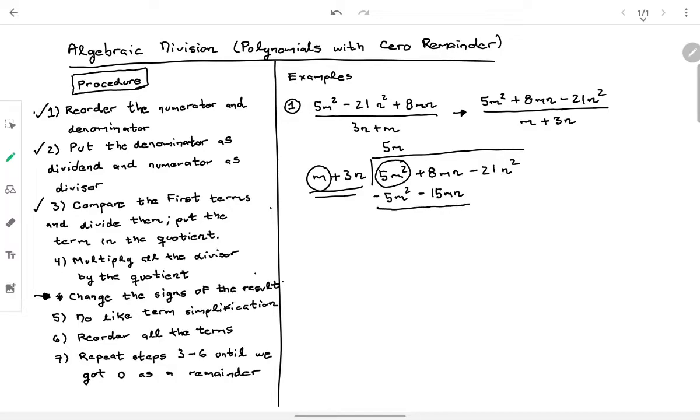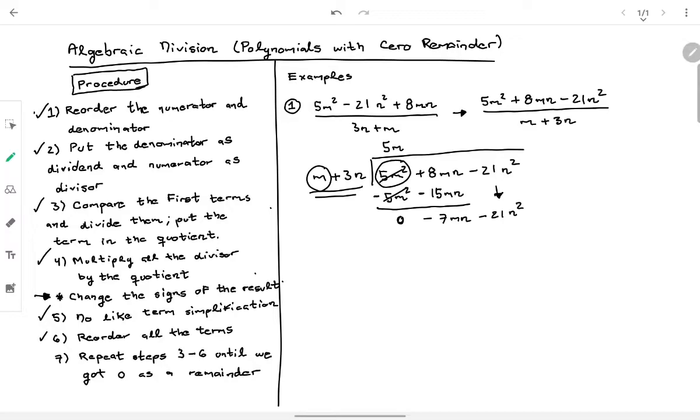The next step says do like term simplification. So in this case, these two of them give 0. The other one is going to be minus 7mn. The minus 21 doesn't have anything to be added or subtracted, so it will stay the same, minus 21n squared. So we have finished the like term simplification. Step number 6 says reorder all the terms. In this case, it is ordered because first we have the m and then the n. So we have done step number 6.